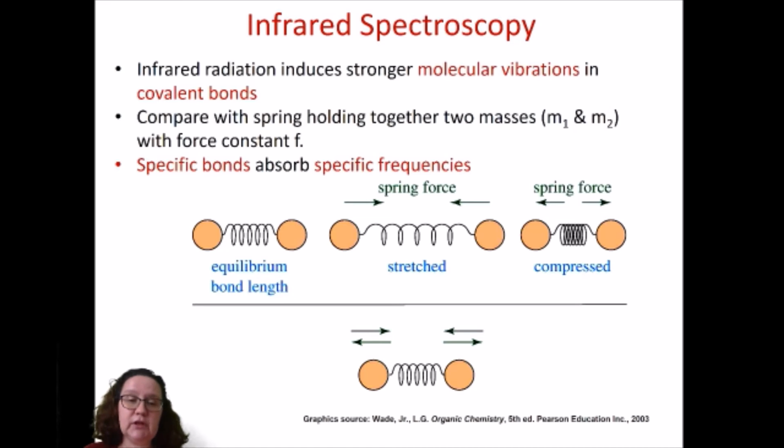And if you look at the diagram in this slide, you can see the bond with no energy applied, in equilibrium, vibrating at a particular frequency or with a particular force. And then when infrared radiation of the right wavelength passes through the bond, it's able to change the way the bond vibrates, and that can be detected. That is what is detected in an infrared spectrum.